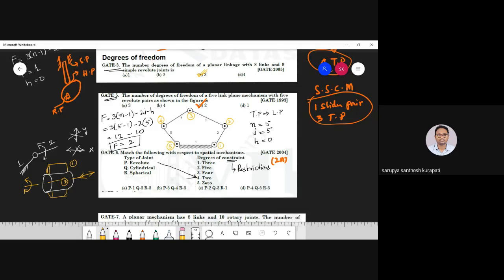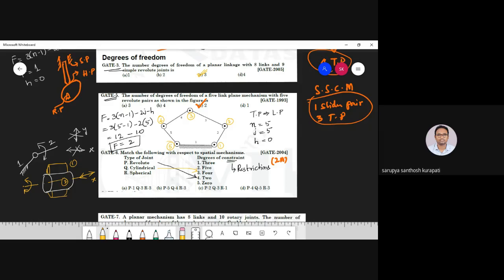Yes or no? How many degrees of freedom do you have? 1 along the x-axis, and 1 about this point you have a rotation. So how many restraints now do you have? 4 restraints. So next, it goes to cylindrical, Q goes to 3. Okay, next.